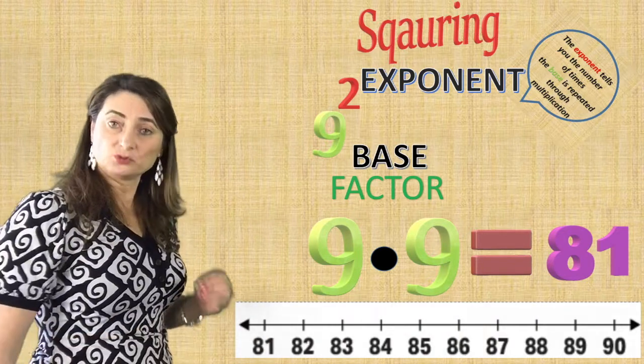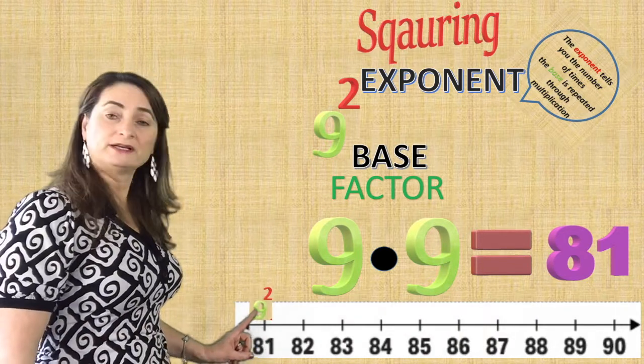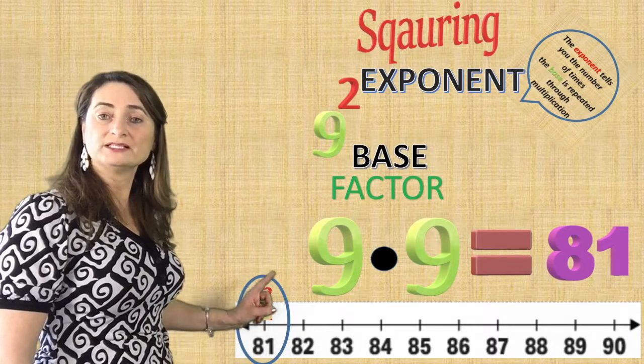Where would you put 9 squared? 9 squared would be right exactly on 81 because 9 squared equals 81. Review what we learned so far.